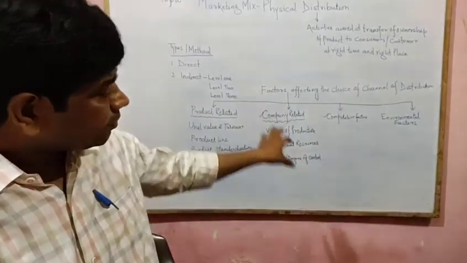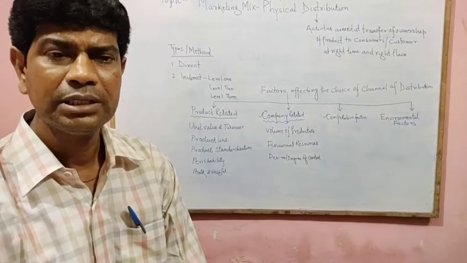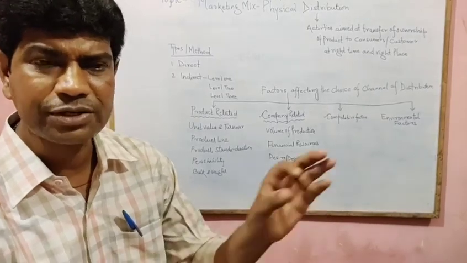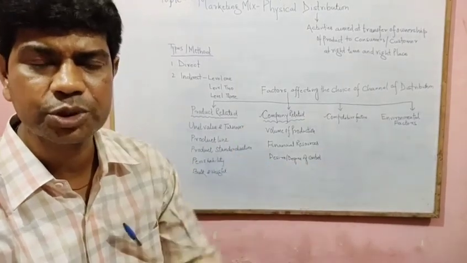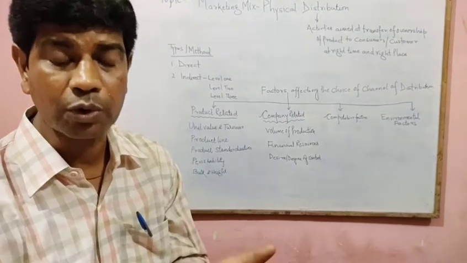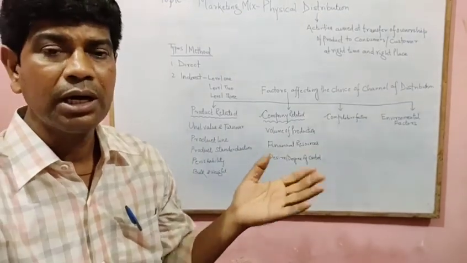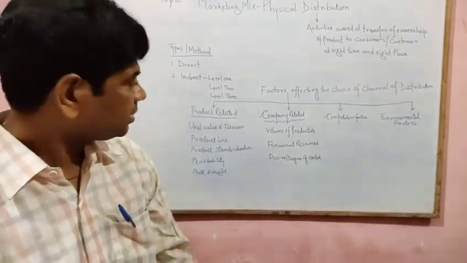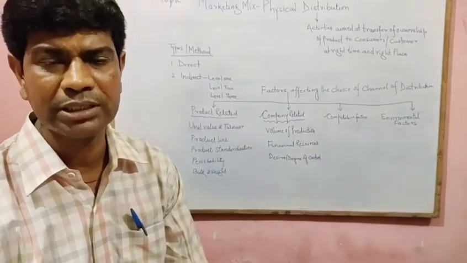So these are the company related factors, how factors relating to a company affect the choice of distribution channel. The desire to control, then the financial position of a company, and then the volume of production that takes place.